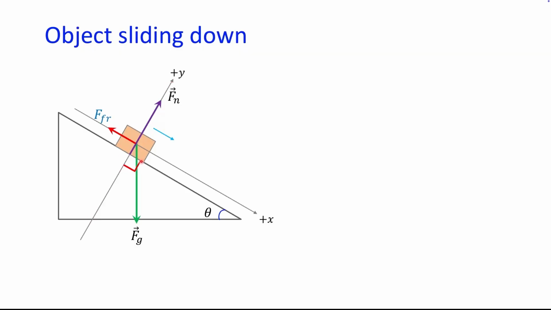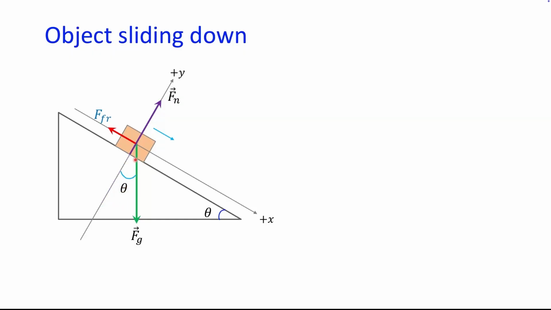This angle is 90 degrees. So in this right triangle, this angle is 90 minus theta. And in this right triangle, this angle is 90 minus this angle, which is equal to theta.